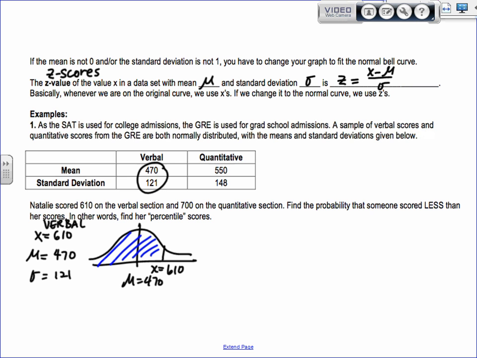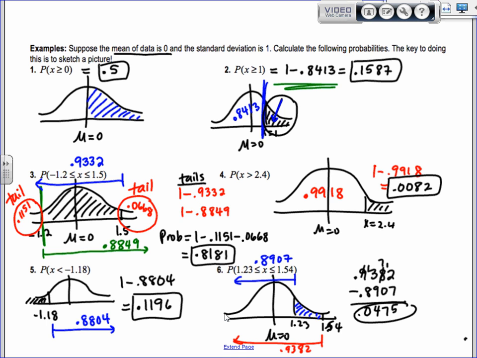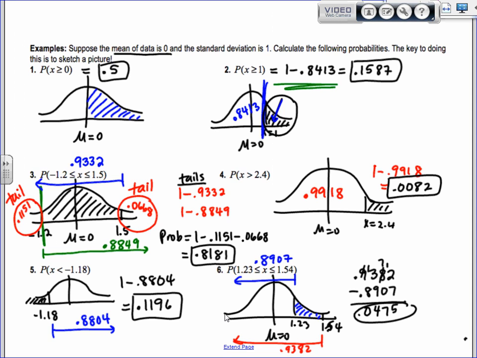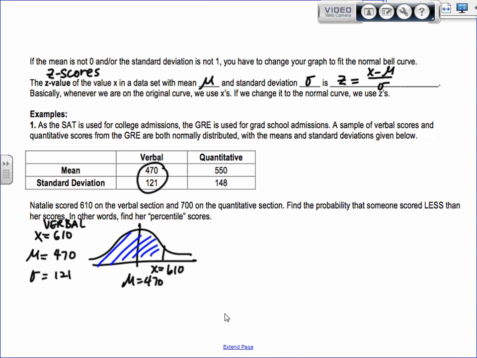So we do this by using our little chart. But we can't look up 610 on your chart. If you look back at the chart, you will see it only goes up to 2.9, and when it goes up to 2.9, that's almost 100% probability. It's right there, right? Almost 100% probability. So putting in 610 is way off the chart. It's not going to work.